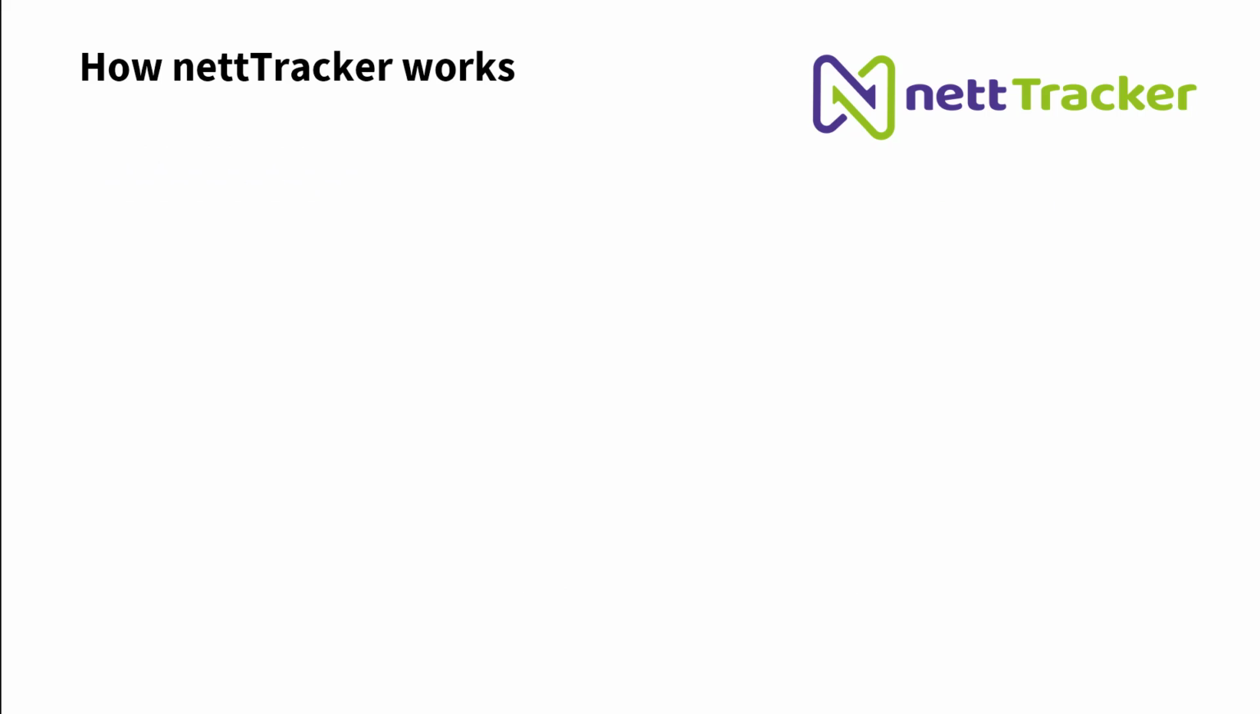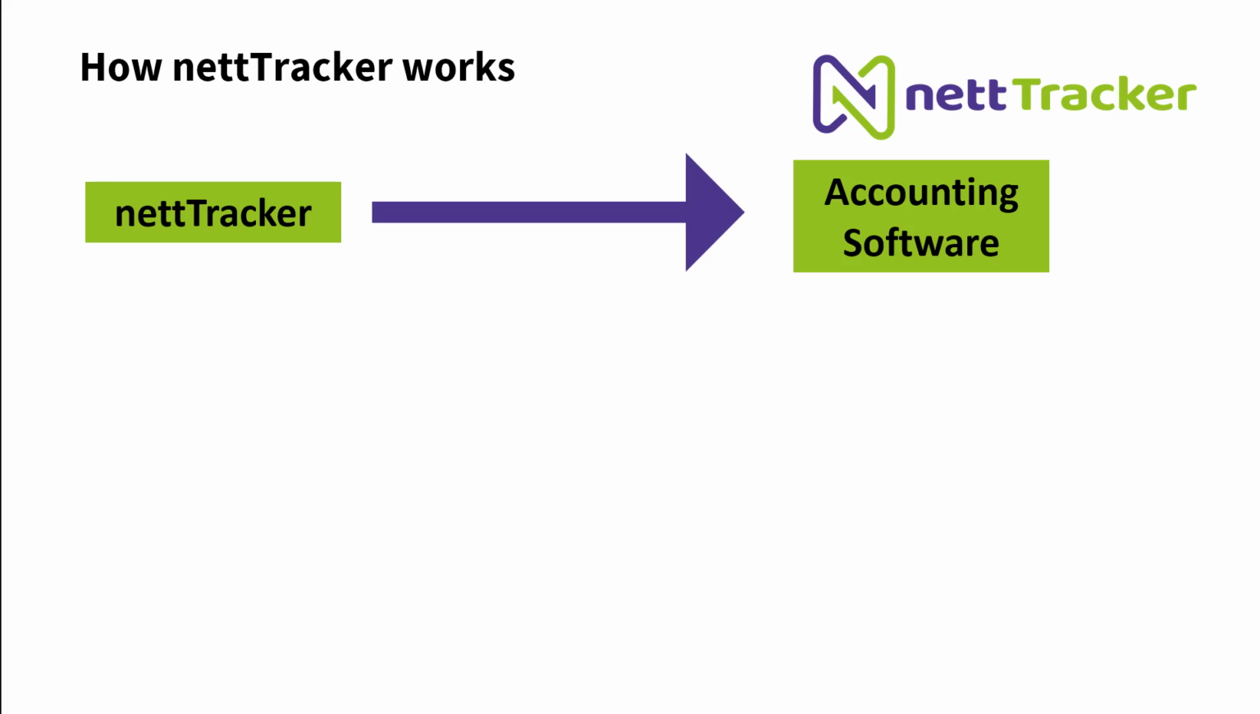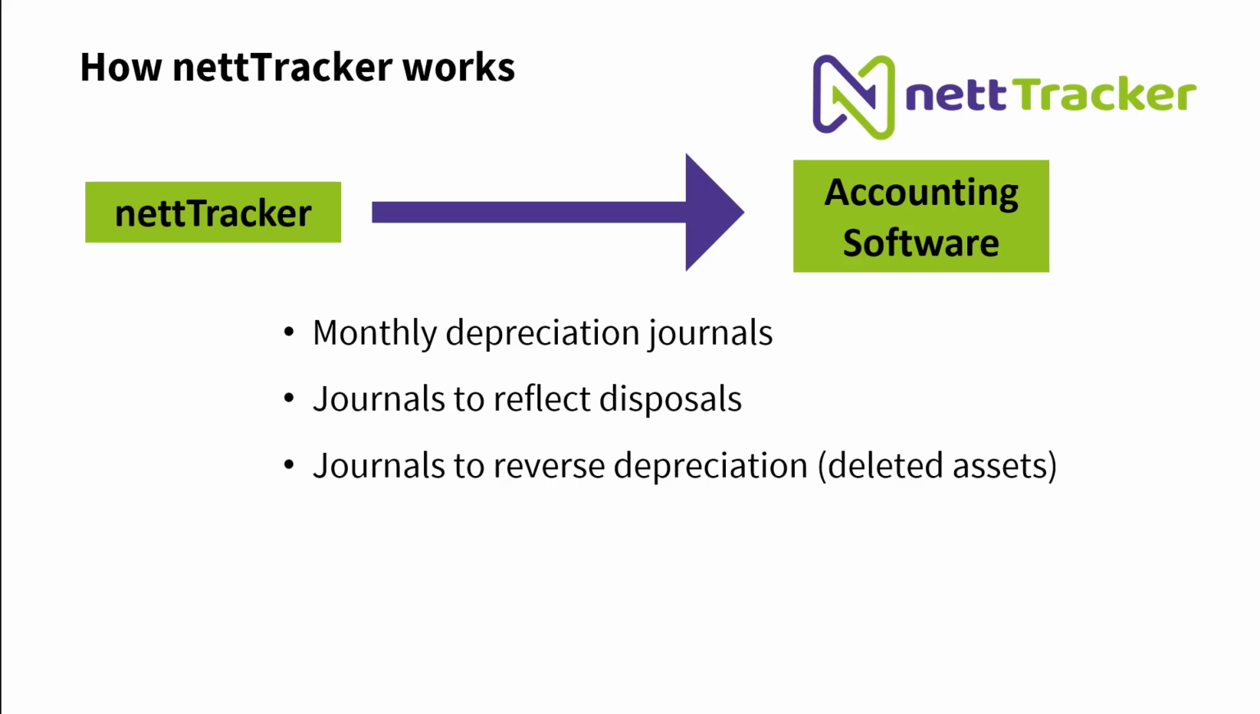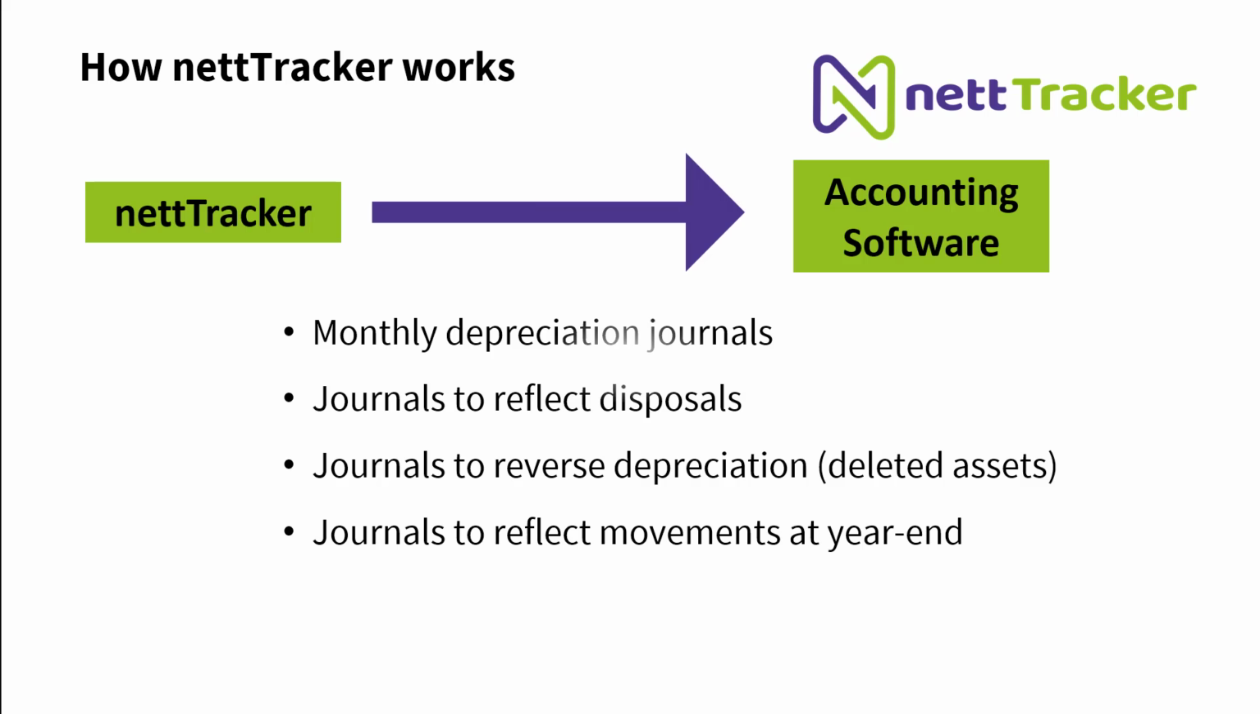So now let's look at the data that's sent from nettTracker into your accounting software. This will be journals for your monthly depreciation, journals to reflect any disposals that you've made, journals to reverse depreciation if you've deleted an asset that's had any depreciation on it, for example, and journals to reflect movements at the end of your financial year.